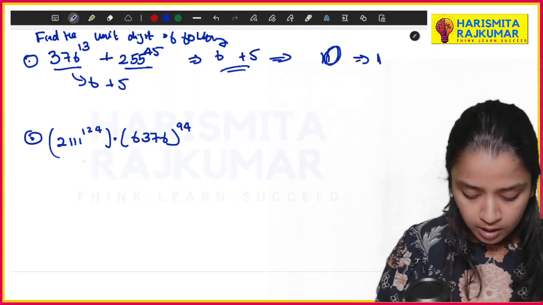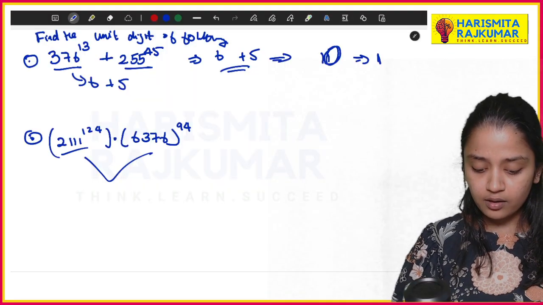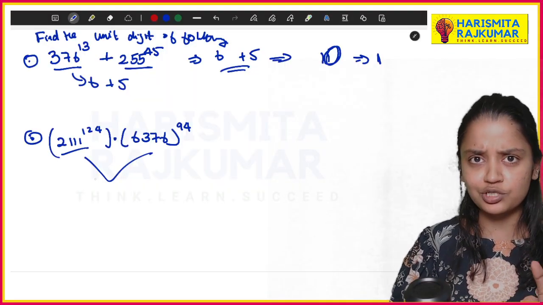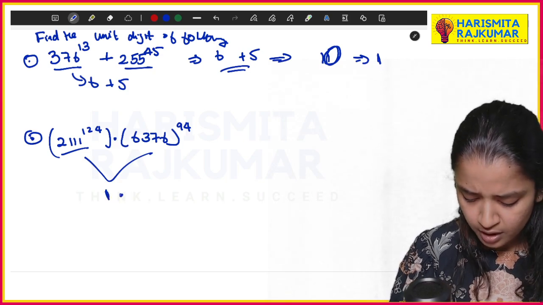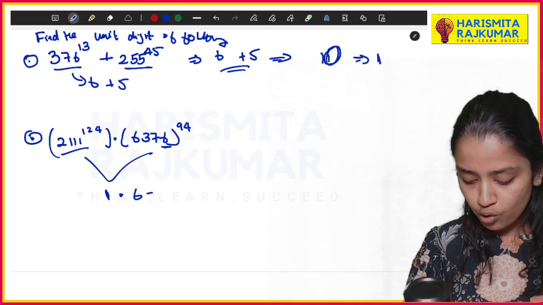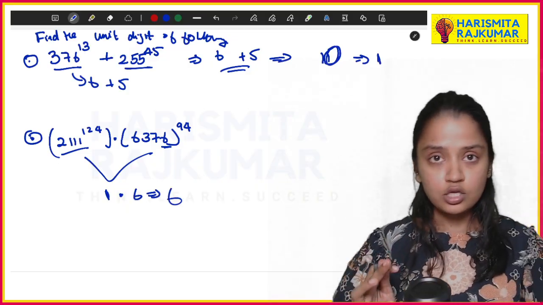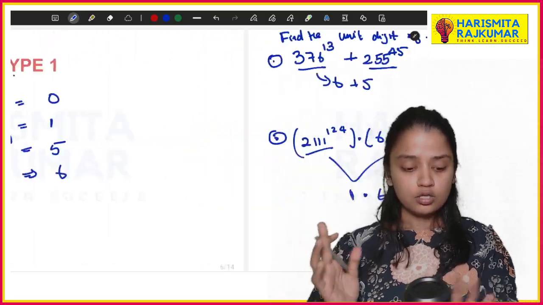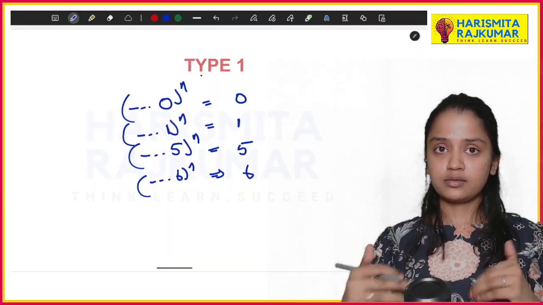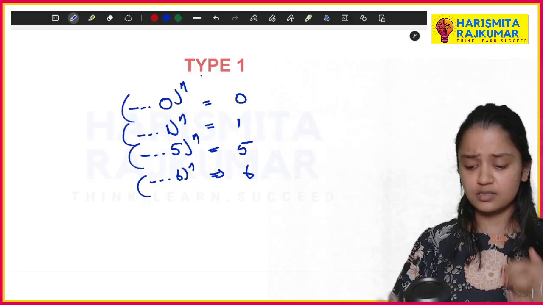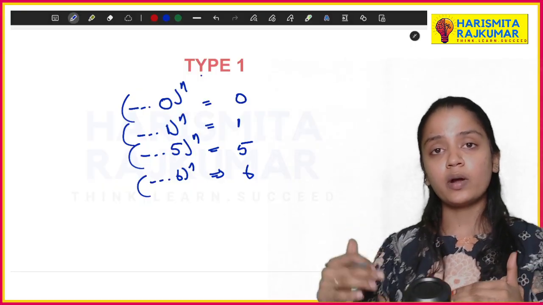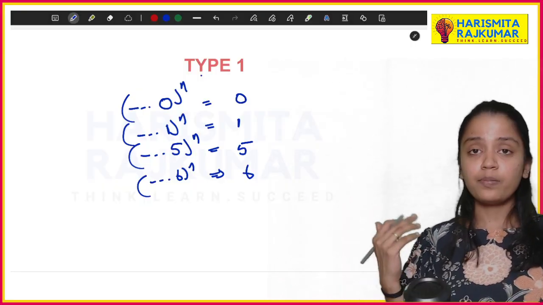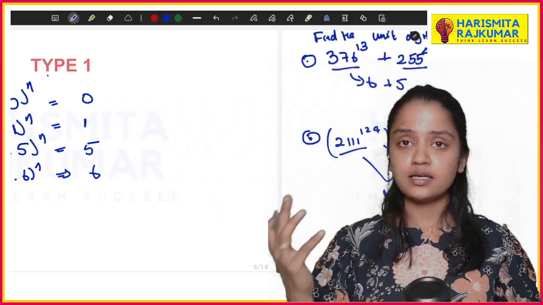Okay. Now, what is this? You're having 1 power something. Your last digit is 1 power something. So your answer is 1 into, your last digit is 6. So your answer is 6. So I hope it is clear. So 0 power n is 0, the unit digit of 1 power n is 1, 5 power n is 5, and 6 power n is 6.